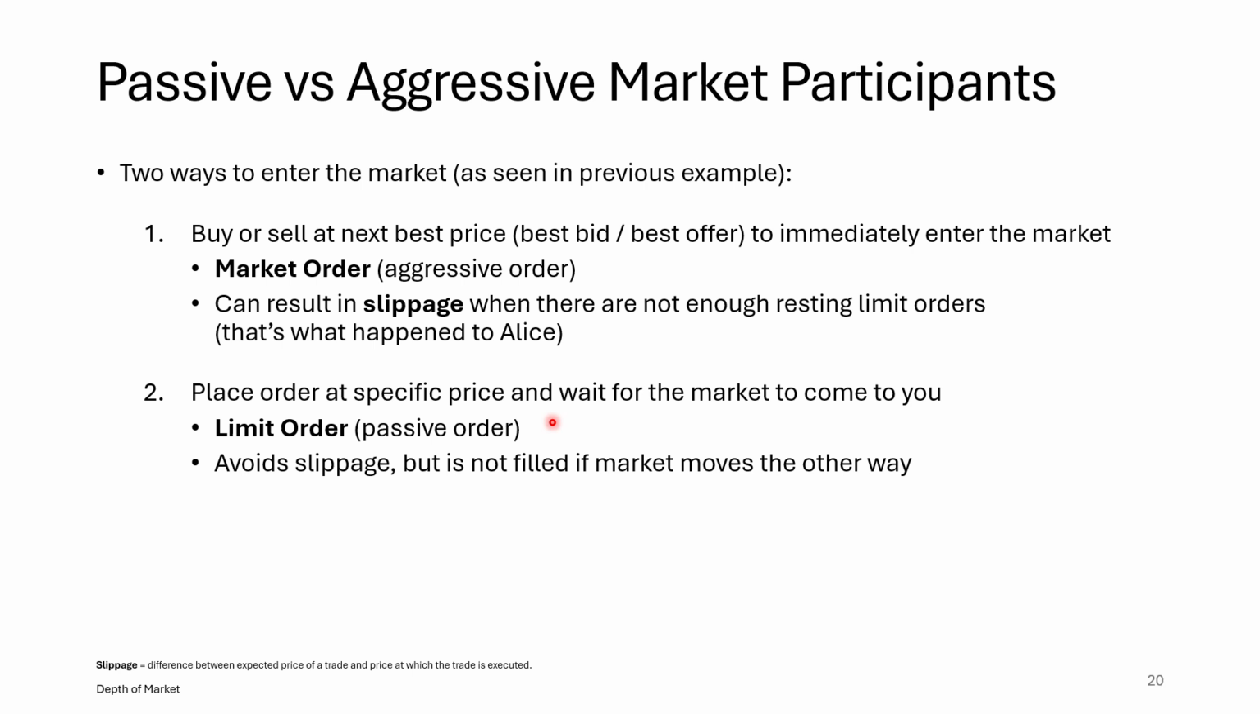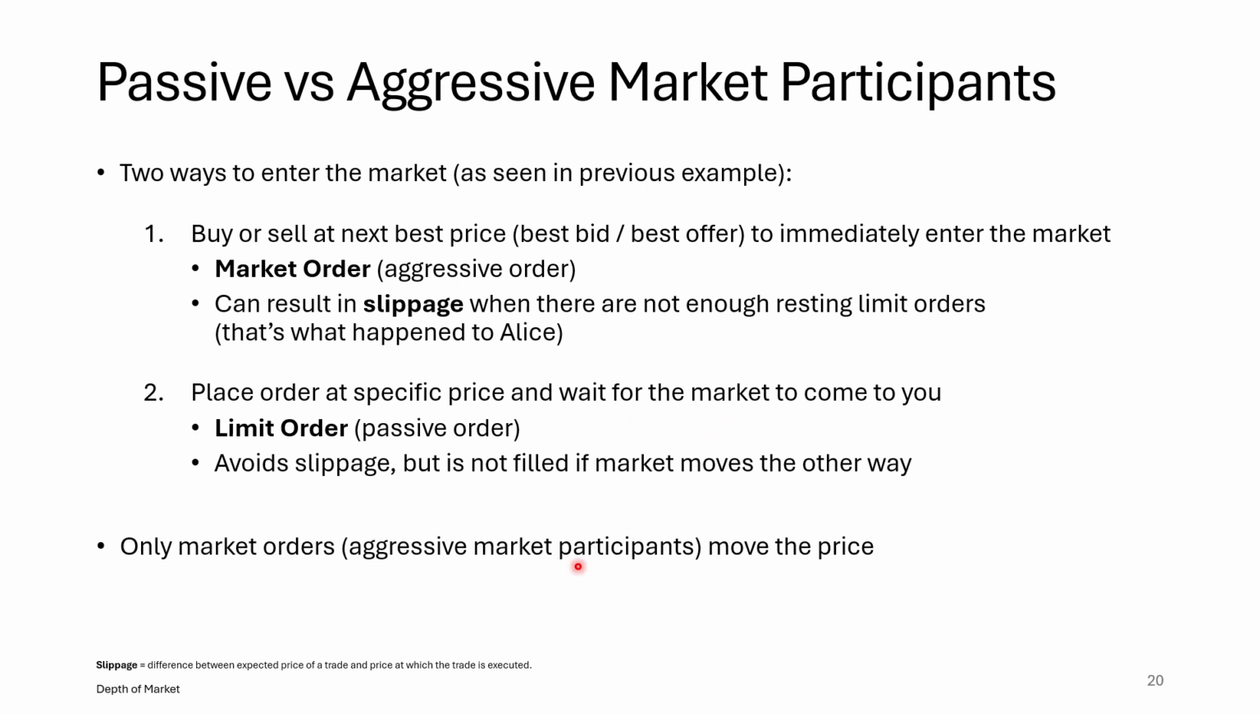This obviously avoids slippage, but there is the risk of not being filled, because if the market never moves to that price level where you placed your order, obviously the order is never executed and the market simply moves without you in the opposite direction. And you have seen in this example that it's only the market orders, so only the aggressive market participants who ever move the price. So that means without aggressive market participants, without market orders, nothing moves.